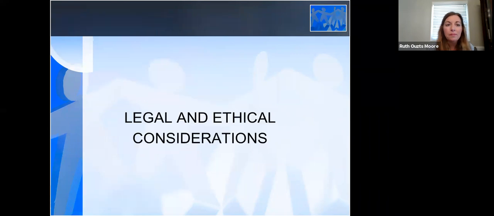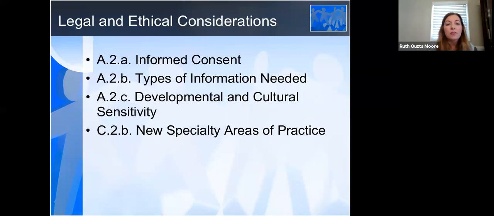Next slide. So legal and ethical considerations, I just want to touch on some of those, because I think sometimes creative approaches can get a bad rap because people think that we're just arbitrarily assigning a technique, that we just use a technique randomly with a client, and that's not the case.